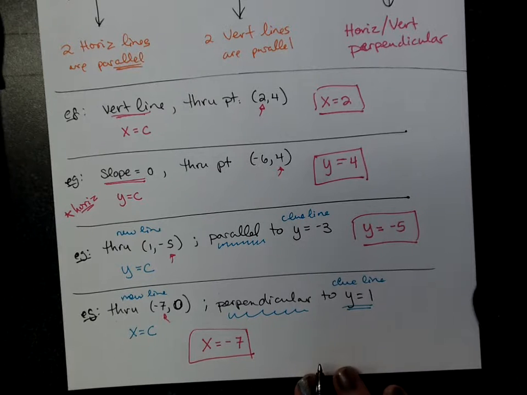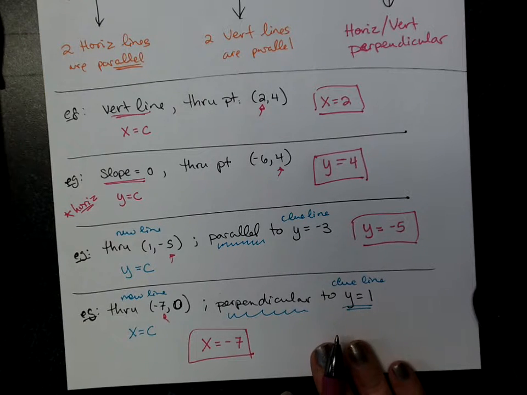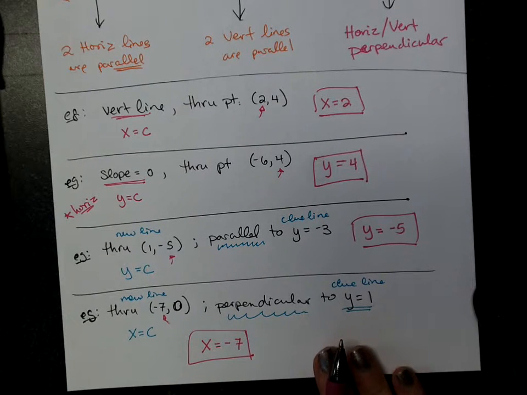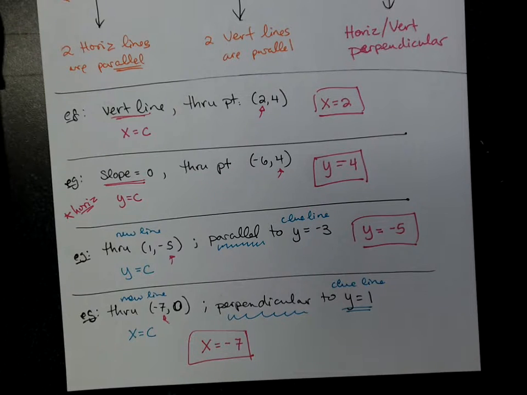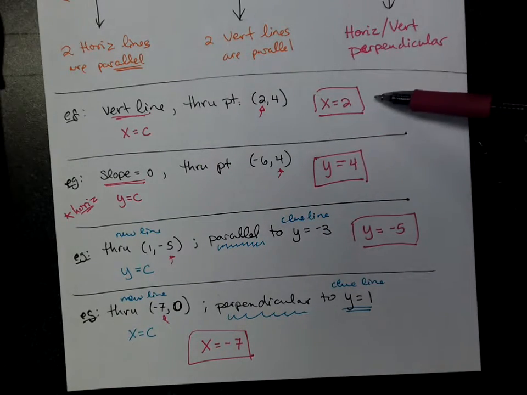So writing the equations for horizontal and vertical lines just depends entirely on understanding their characteristics. Understanding that horizontal lines are y equals c and have a slope of 0. Vertical lines are x equals c and have an undefined slope. And that two horizontal lines are parallel to each other, two verticals are parallel to each other, and a horizontal and vertical are perpendicular to each other. Just understanding those characteristics means you can take any clues you're given and write the equation of the line you're being asked to write. Does that make sense?